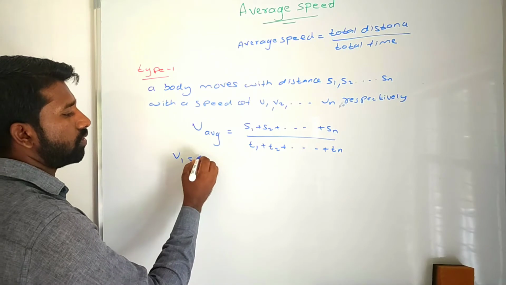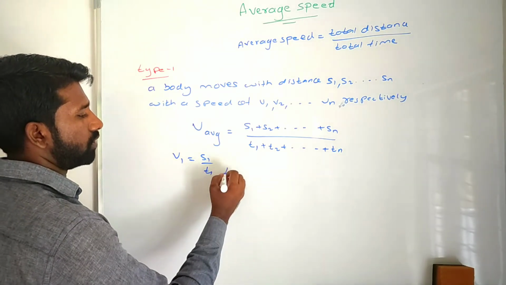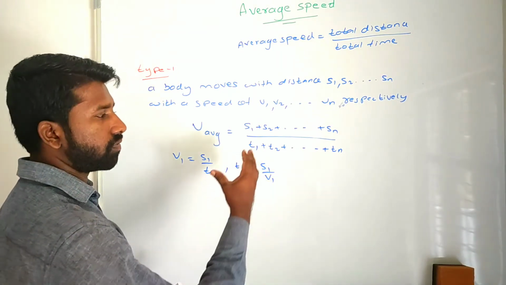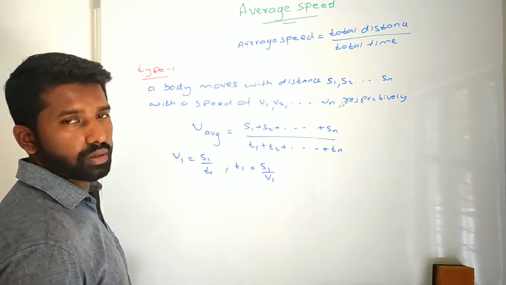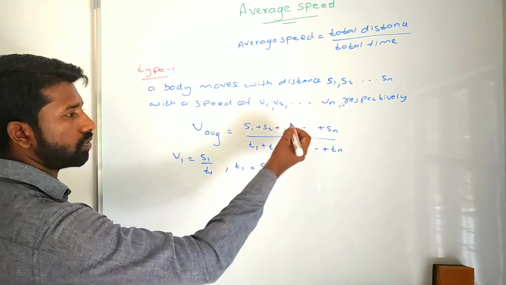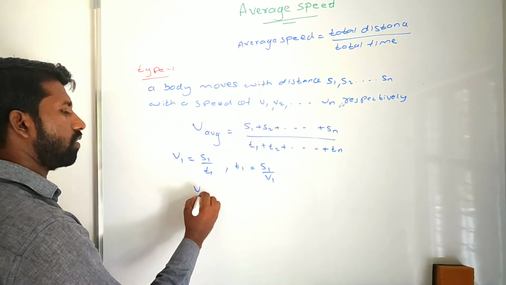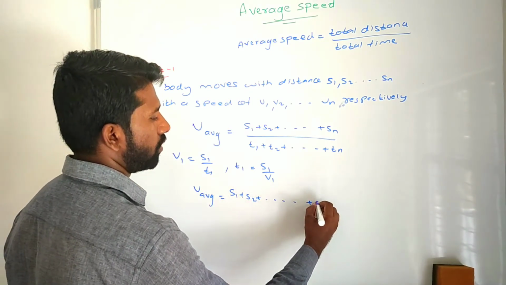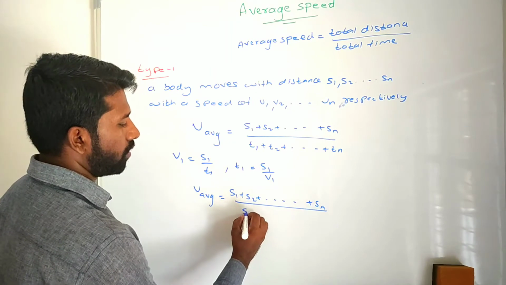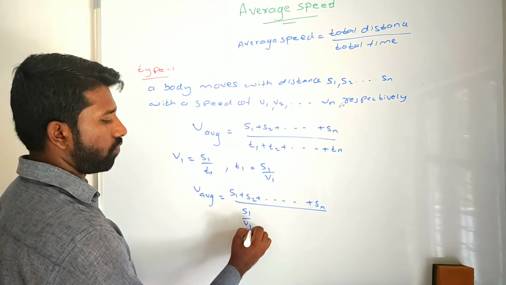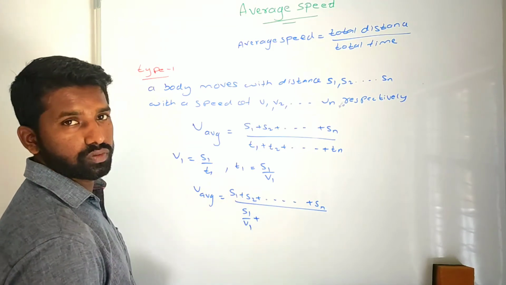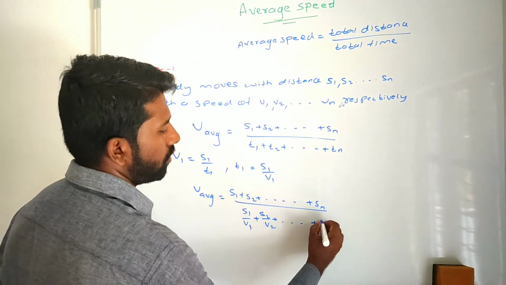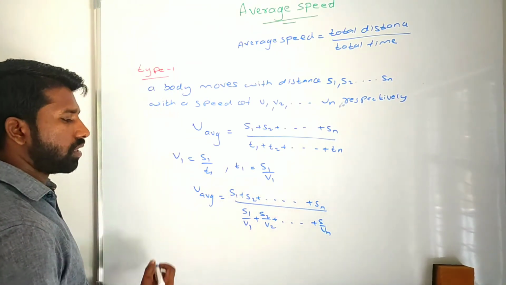So V1 is equal to S1 divided by T1. From this, T1 is equal to S1 divided by V1. In a similar way, T2 is equal to S2 divided by V2. Next, we substitute all this. V average is equal to S1 plus S2 plus up to Sn divided by S1 by V1 plus S2 by V2 up to Sn by Vn.